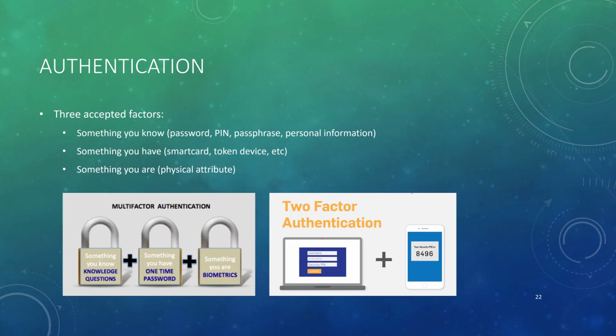As we talk about logging in and authentication, there are really three ways that you can do this. You can see that in the graphic on the left. It's something you know, like a password. It may be something you have, like a smart card or a token. Or it may be something you are, some biometric component associated with you, like a fingerprint, face geometry, or eye scan. As we think about authentication, these are the factors that come into play.